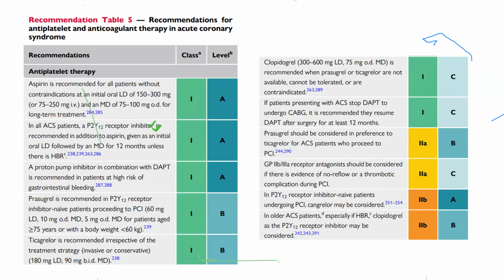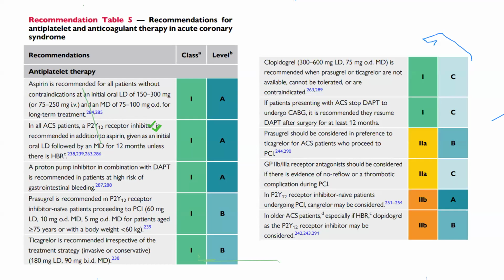Now, with respect to antiplatelets and anticoagulants, which is sometimes difficult to do based on the risk of bleeding and the ischemic risk. Aspirin is recommended for all patients without contraindications at an initial oral loading dose of 150 to 300 and maintenance dose of 75 to 100 for long-term therapy. In all ACS patients, a P2Y12 receptor inhibitor is recommended in addition to aspirin, given as an initial loading dose, followed by a maintenance dose for 12 months, unless there is high bleeding risk.